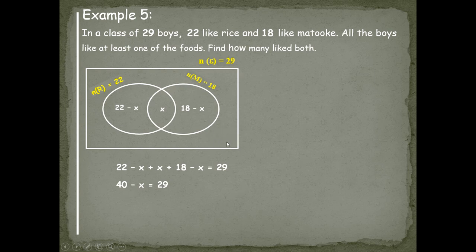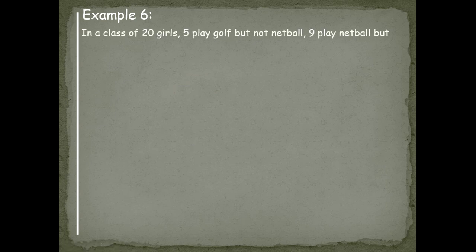So meaning that if this is 0, then 22 minus X, which is this, plus X, plus 18 minus X, now plus the 0 that is outside here, should give us 29. We shall get the value of X as 11. So we got question 6.